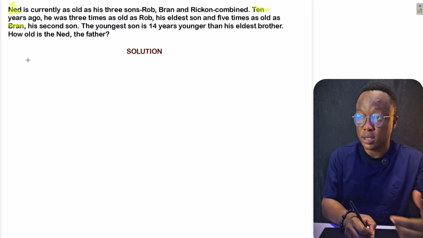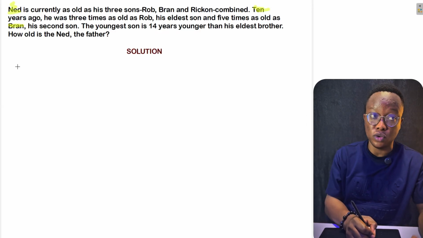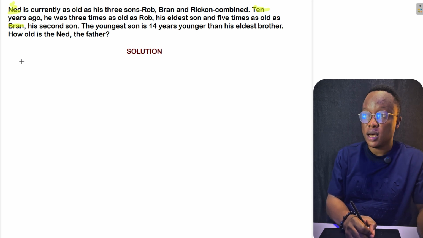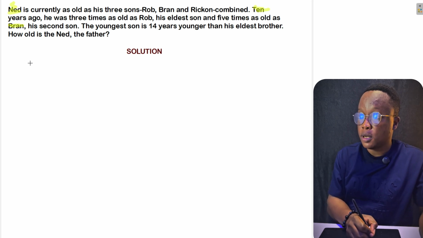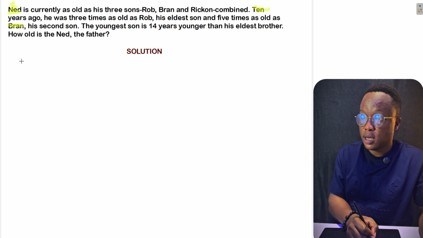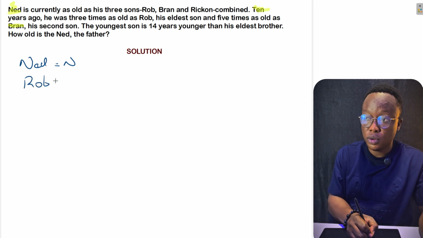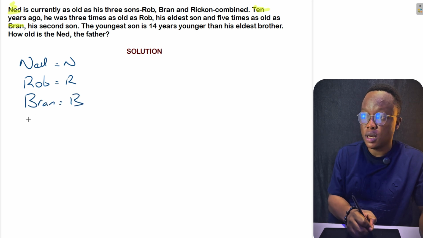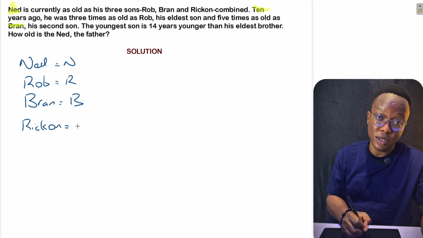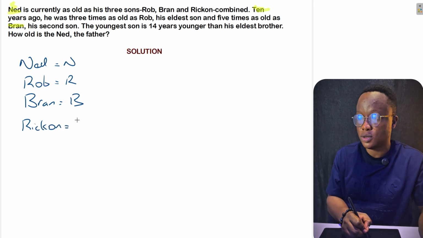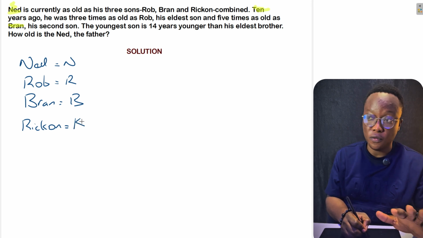It is algebra, and when we talk algebra, we're talking variables and constants. So let's represent Ned with N. We represent Rob with R. We represent Bran with B. And Rickon. Yeah, I know Rickon is also R, but let's represent Rickon with K. Can we do that? Yes, let's do K, so we'll not be confused.